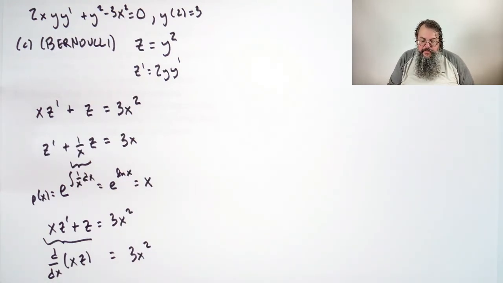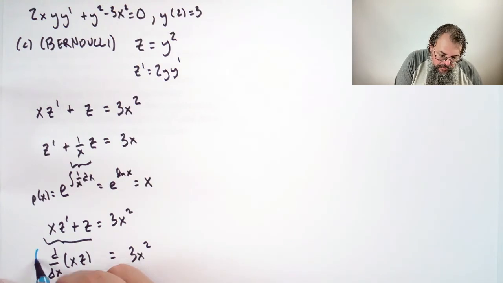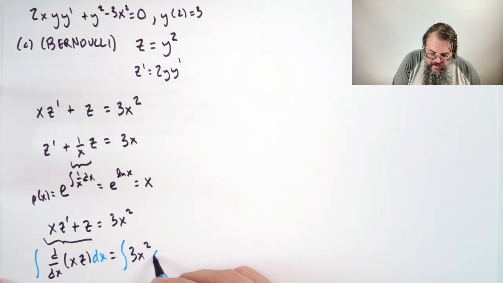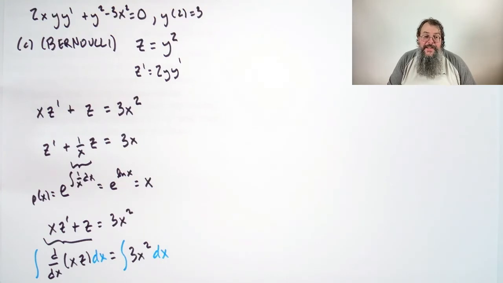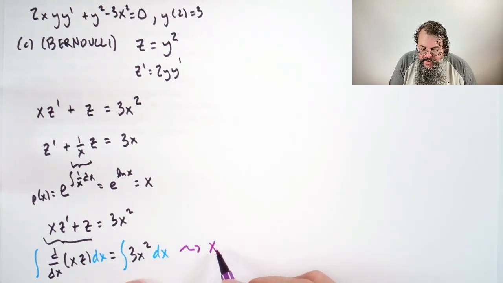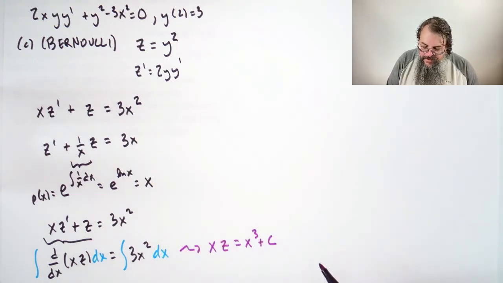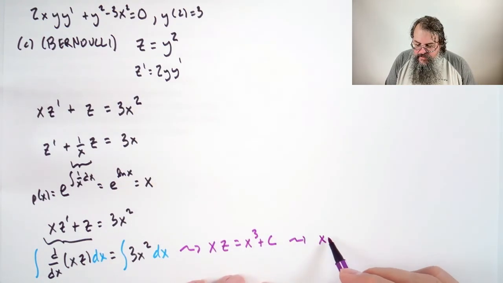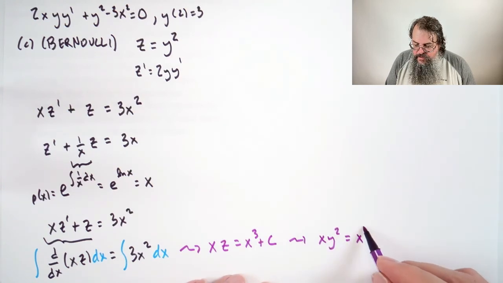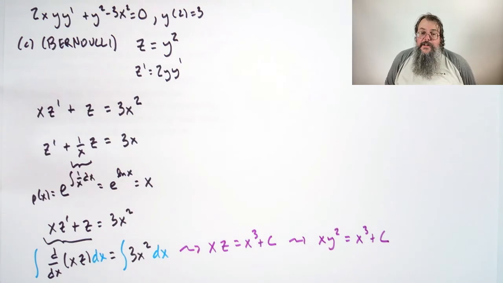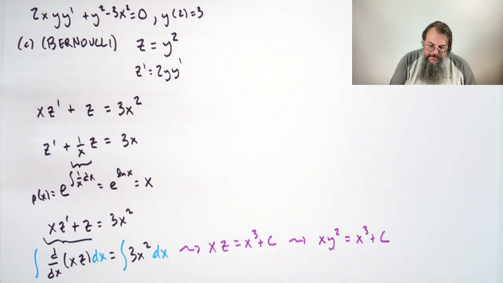And now we, of course, integrate both sides and see what we get. Right-hand side is pretty straightforward. Left-hand side, pretty straightforward. x times z is equal to x cubed plus c. But we know what z is. z is y squared. So we have x y squared equals x cubed plus c. Well, let's plug in and solve for c.